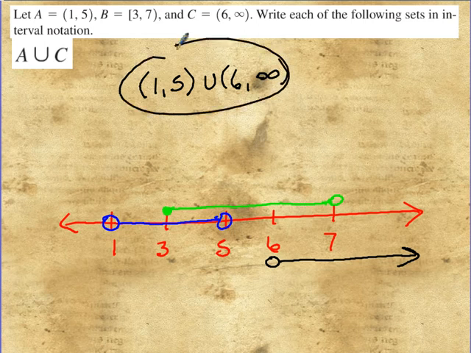Now, think of it like this: that would be all the numbers from 1 to 5, skip all the numbers between 5 and 6, and skip to all the numbers from 6 to infinity. Okay.